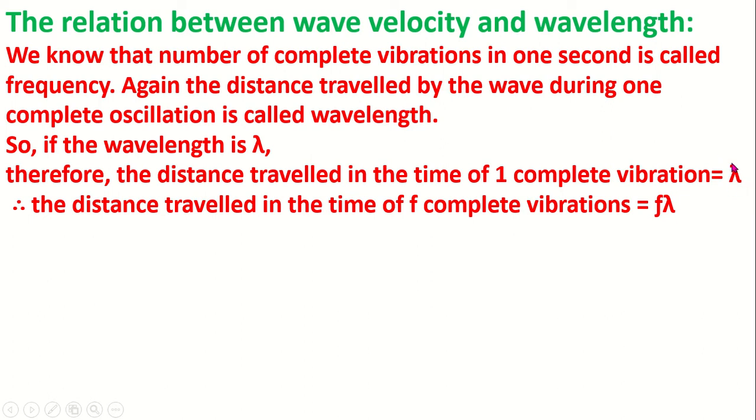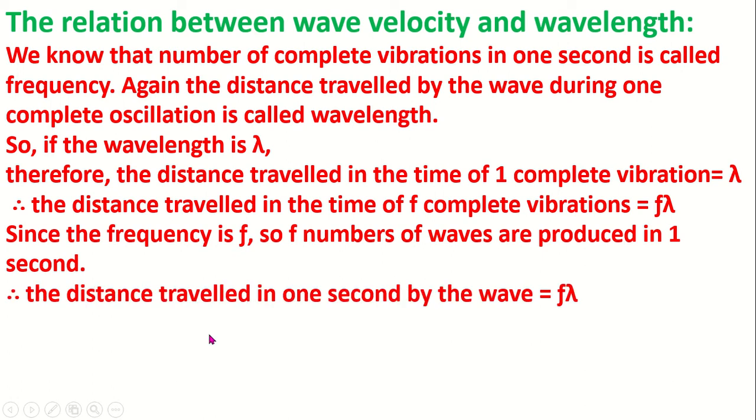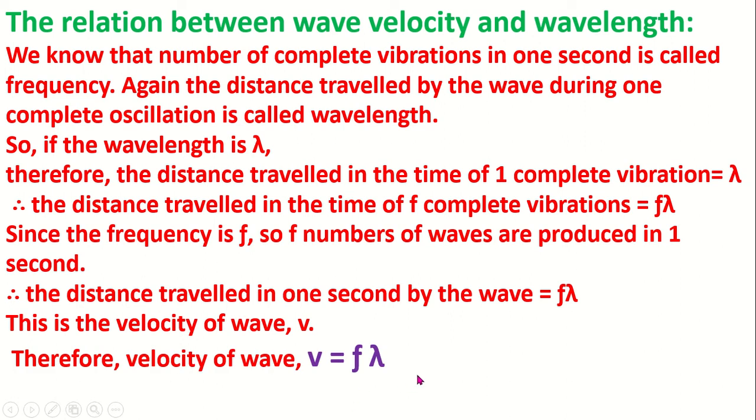Dear students, this symbol is known as lambda. So the distance traveled in the time of f complete vibrations equals f lambda. Since the frequency is f, f number of waves are produced in 1 second. So the distance traveled in 1 second by the wave equals f lambda. But you know the distance traveled in 1 second by the wave transmitting particle equals wave velocity. So we can write wave velocity v equal to f lambda.